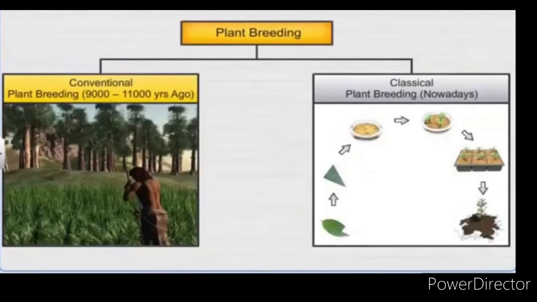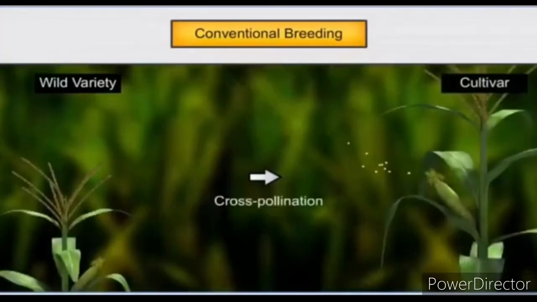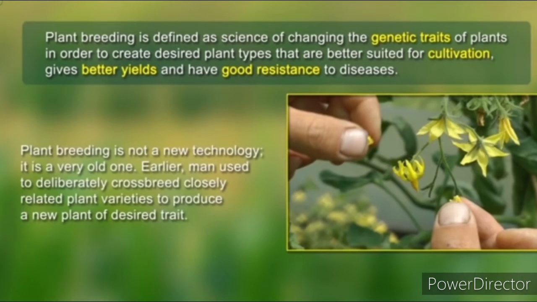Classical plant breeding involves crossing or hybridization of pure lines, followed by artificial selection to produce plants with the desirable traits of higher yield, nutrition, and resistance to diseases. Plant breeding is not a new technology. It is very old. Earlier, man used to deliberately crossbreed closely related plant varieties to produce a new plant of desired trait.